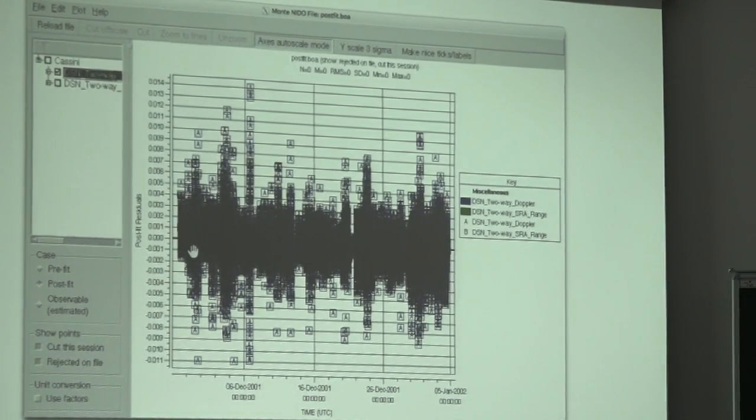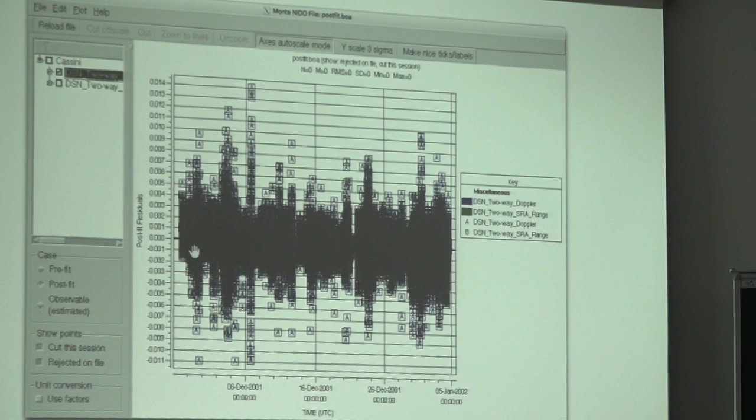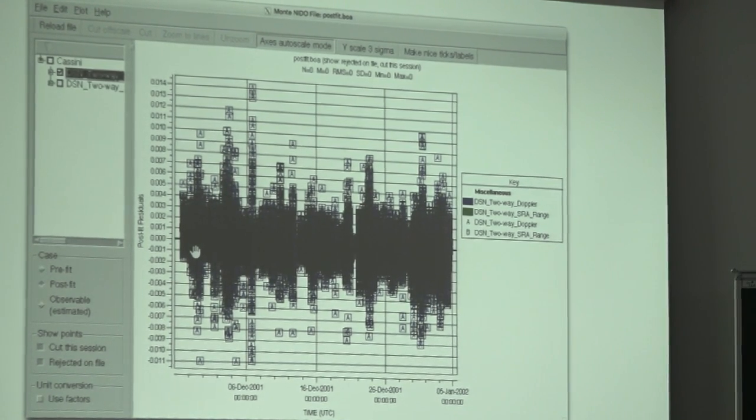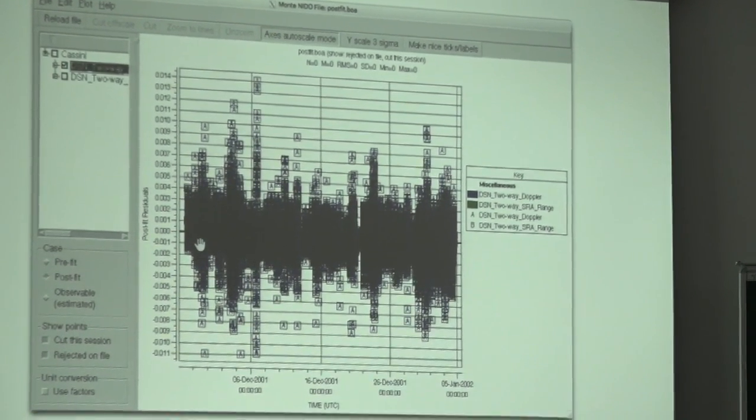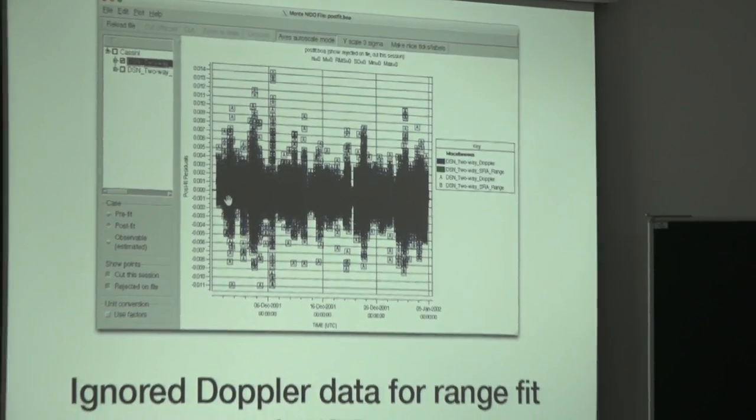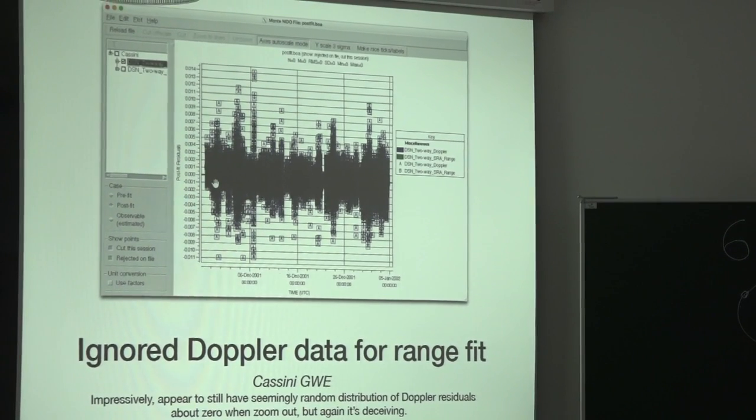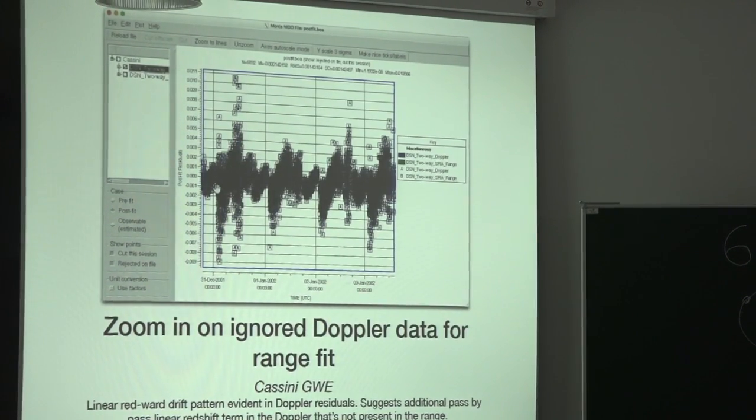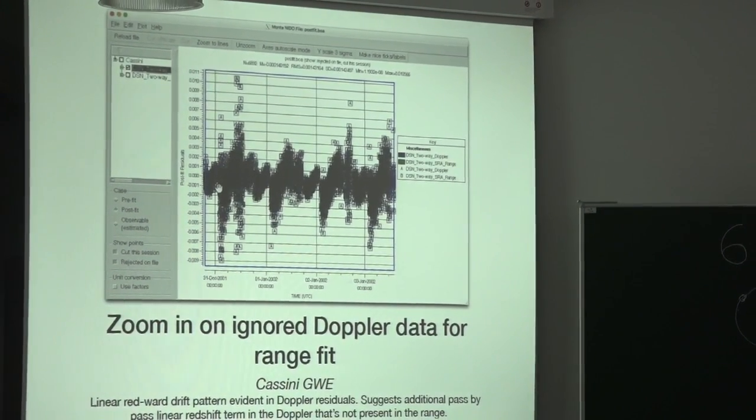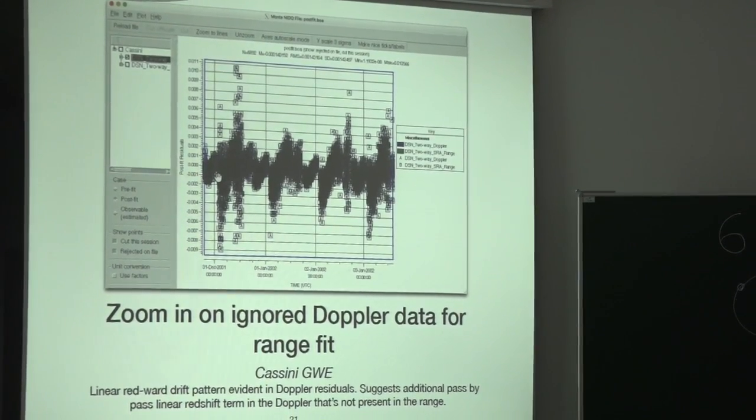So this is the ignored Doppler data. Keep in mind that the computer didn't even look at this, and you still have a seemingly random distribution of Doppler residuals for the 40 days about zero, which is pretty impressive. But if you zoom in again, especially at the later stages, you see this linear drift.